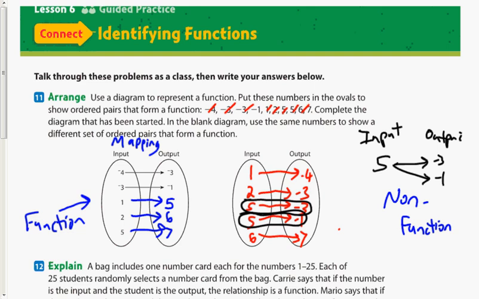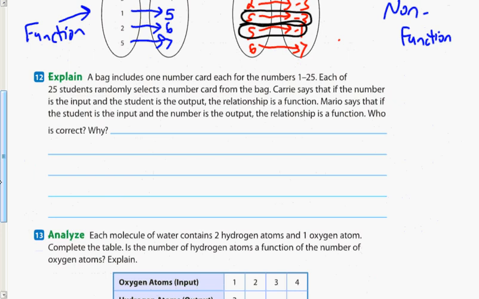All right, let's go to number 12. A bag includes one number card for each of the numbers 1 through 25. Each of 25 students randomly selects a number card from the bag. Terry says that if the number is the input and the student is the output, the relationship is a function. Mario says that if the student is the input and the number is the output, the relationship is a function. Who is correct? Well, there's one number card, each 1 through 25. So, for instance, 1, 2, 3, 4, and so on. And there are 25 students.